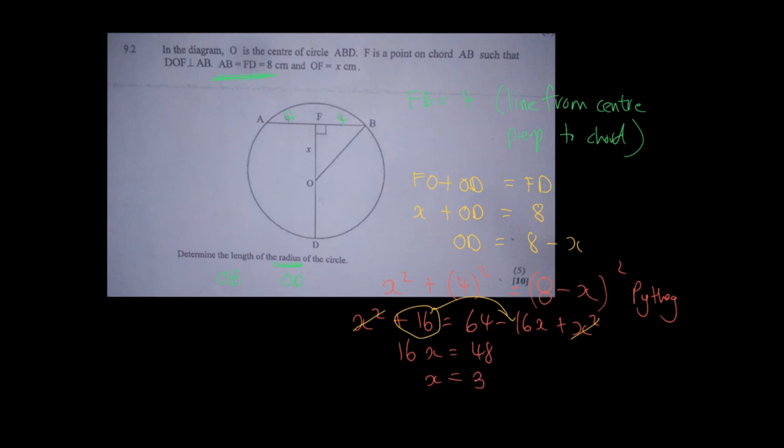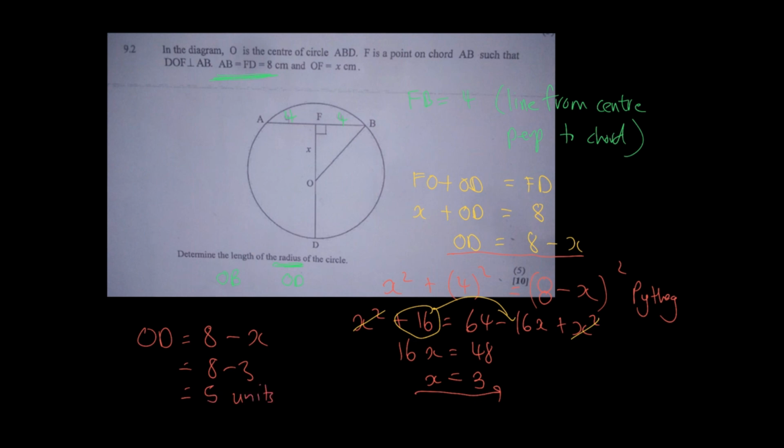I'm not finished yet because the question asked me to determine the length of the radius. Remember, we went up here and we said that OD was equal to 8 minus x. Now that we've calculated x to be 3, we can say 8 minus 3, therefore OD is 5 units.